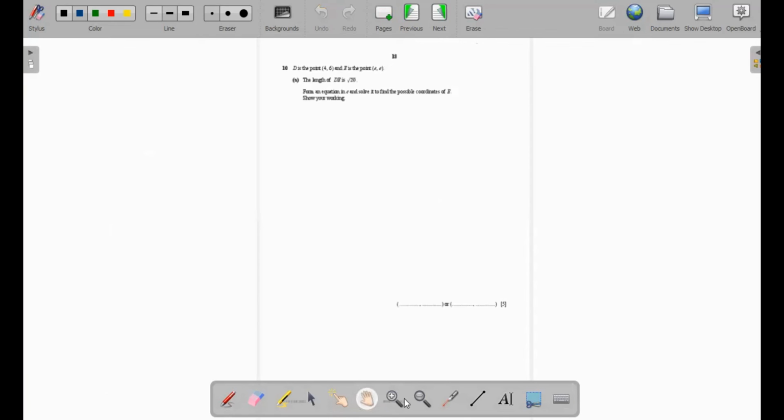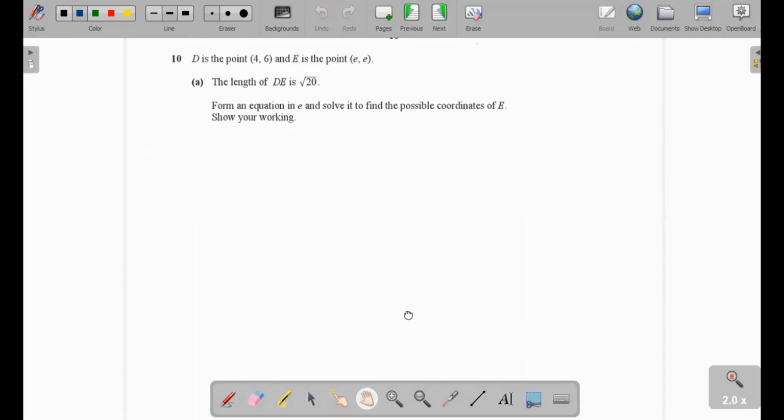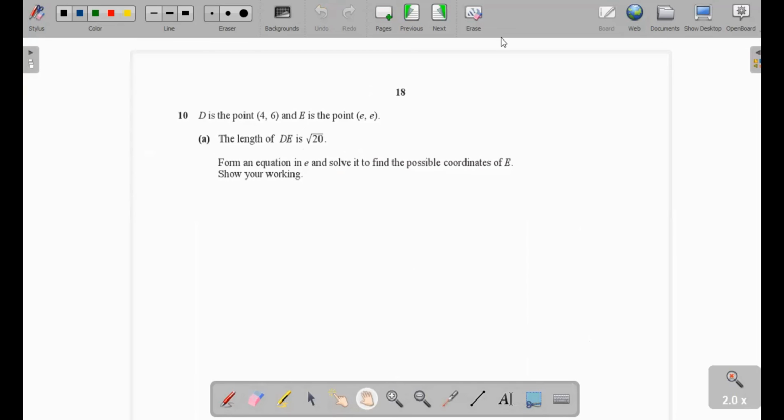This is the next question. Question: D is the point (4, 6) and E is the point (e, e). The length of DE is the square root of 20. Form an equation and solve to find the possible coordinates of E, and show your working. Now we can find the value of e by using the distance formula.